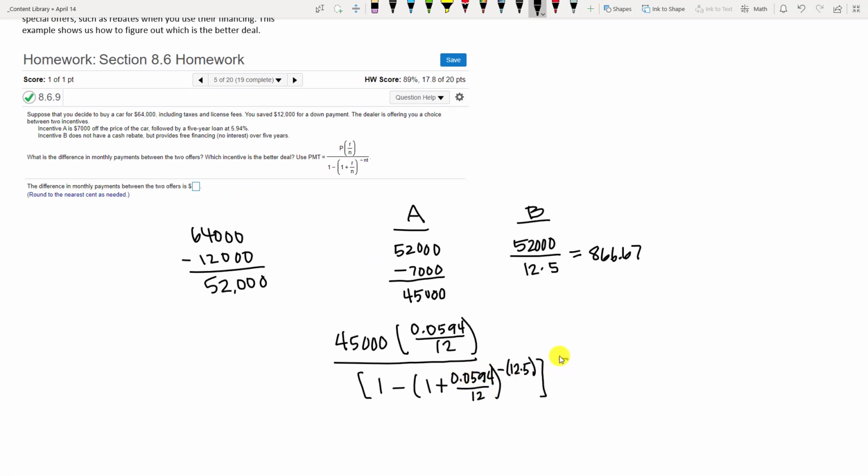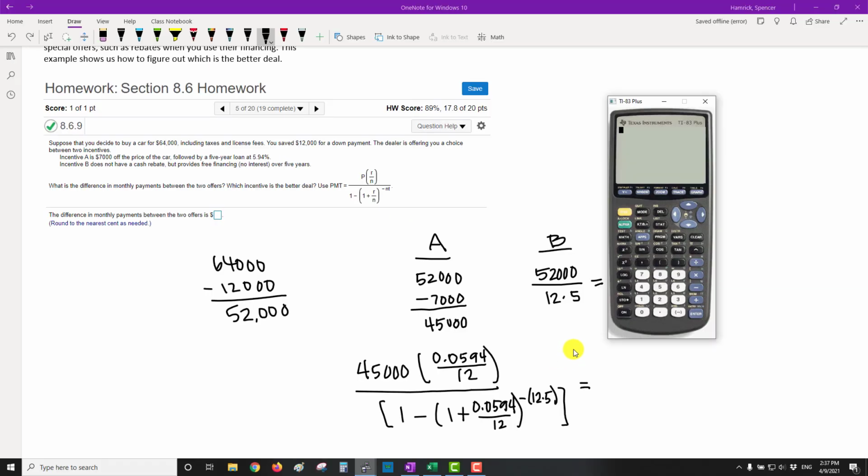Now we need to put this into our calculator, and we're going to be very careful here, as always. We put 45,000, then parentheses, 0.0594 divided by 12, close parentheses, divided by 1 minus, and then another parentheses, 1 plus 0.0594 divided by 12, close that parentheses. Now we raise to the power, and this is always the tricky part, because we have to raise to the negative. We need to put parentheses 12 times 5, or just put negative 60 if you want to do that math in your head. Now we close the last parentheses, which is the big bracket, press enter, and we get $868.72.